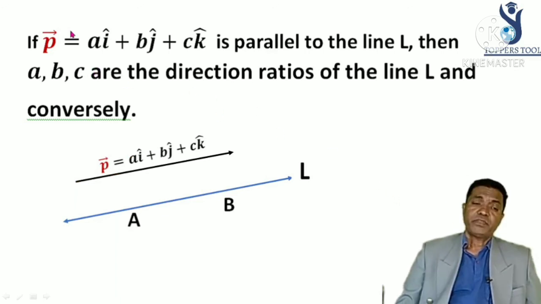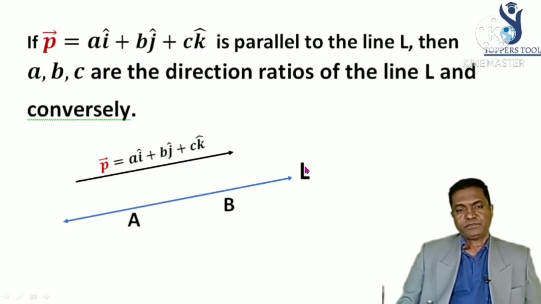Now here is one more. If P is any vector which is parallel to the line L, then as we know the coefficients of i, j, k, that is a, b, c, stand for the direction ratios of this vector. And if this is parallel to the line, then they can also be one set of direction ratios of this line. So if any line is parallel to another line, then the coefficients of i, j, k can be the direction ratios of the other line. To be noted.